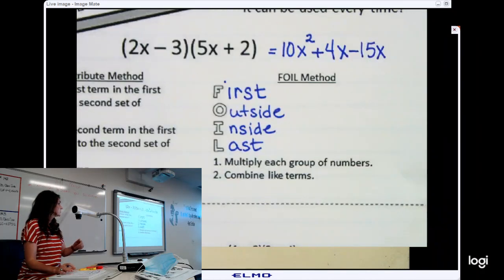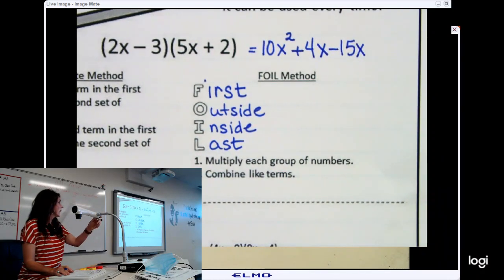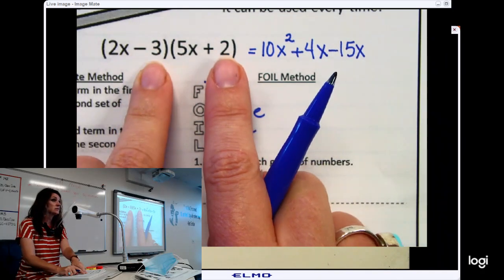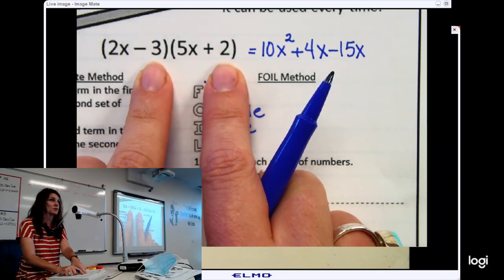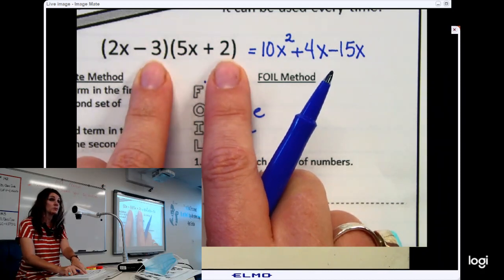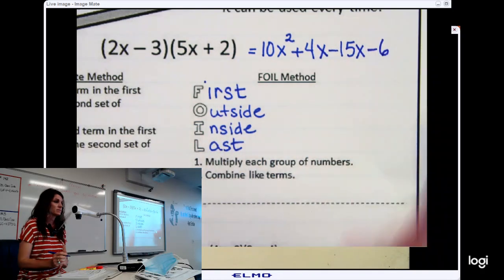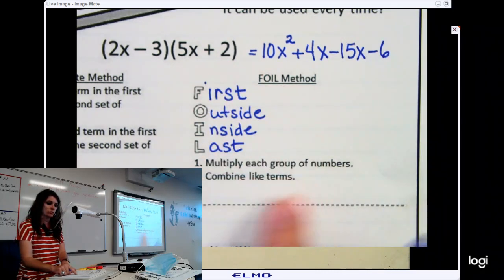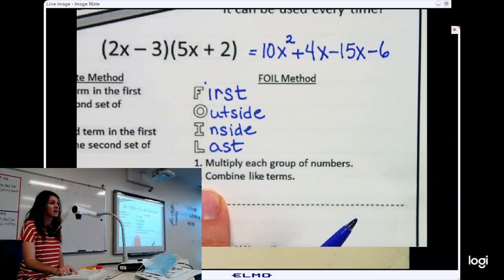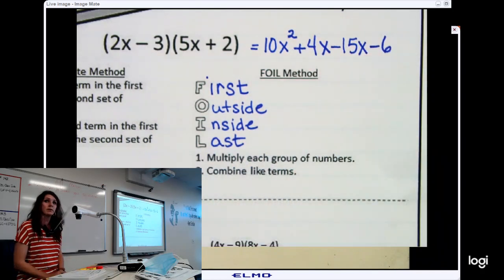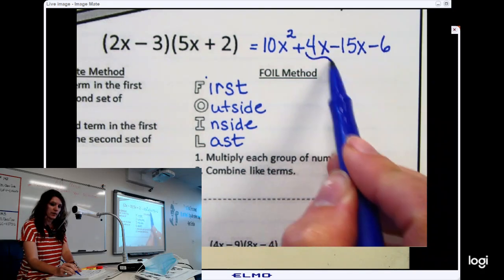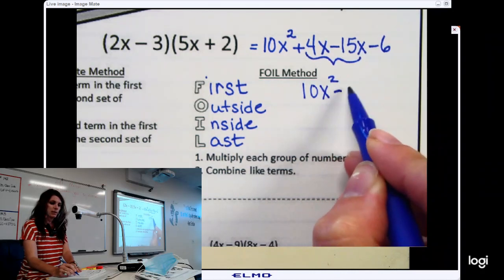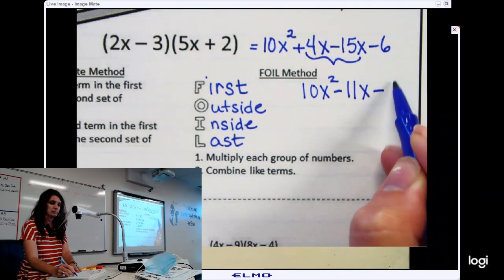First, outside, inside, last. The last terms in each parenthesis, negative 3 times 2. Negative 3 times 2 is negative 6. So we just did FOIL. We multiplied each group. And the last thing there is to combine any like terms. Do you guys see any like terms with what we wrote down there? All right, so I've got to combine those. So I would have 10x squared minus 11x minus 6.